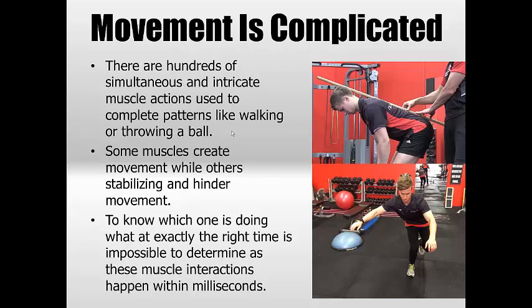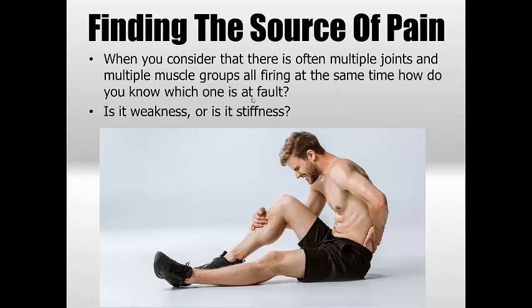So as we could see before, some muscles are going to create movement by stabilizing and basically preventing a joint from moving too far, whereas other muscles are going to be trying to enhance movement with more mobility so that you can move. All right, so when you consider all these joints doing so many different things firing at the same time, how do you know which one's at fault? How do you know if it's weakness, or how do you know if it's stiffness?